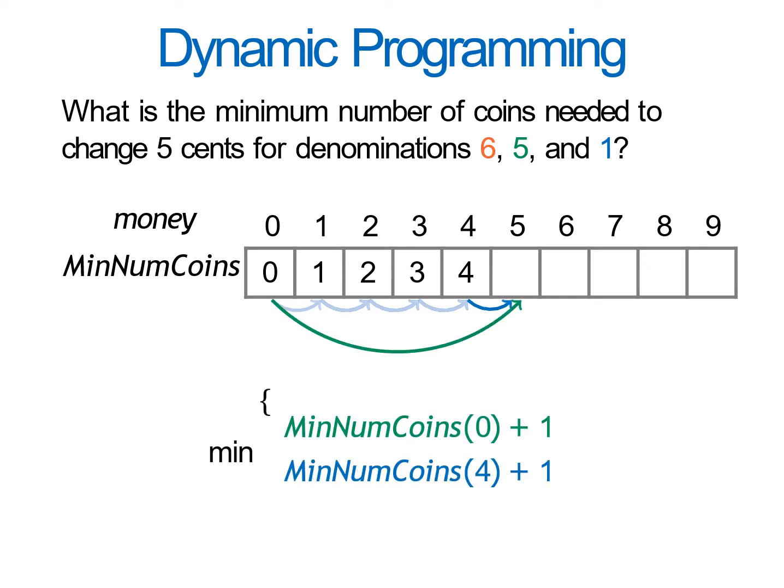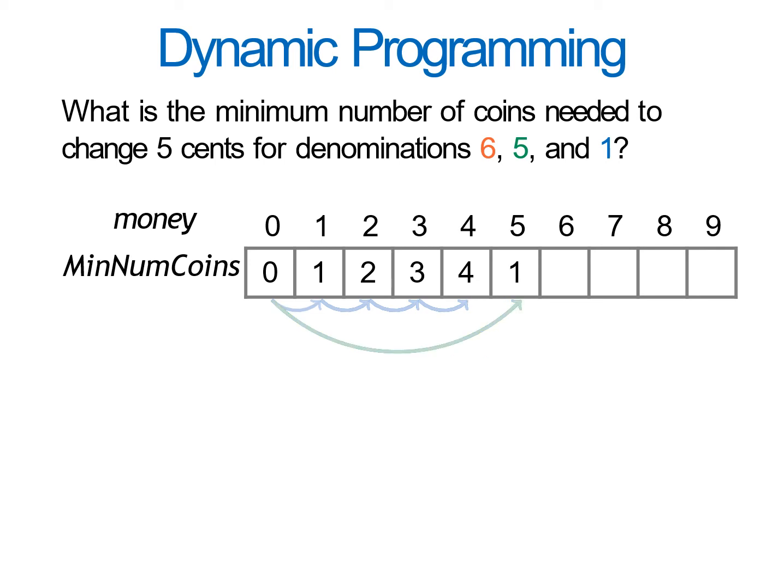There is only one possibility to derive this problem from the previous number. And for 5 cents, actually there are two possibilities, green and blue. For the green one, you can derive it from 0 cents by adding 5 coins, and for the blue possibility, we can derive it from 4 cents by adding 1 penny. Well, which possibility would you select? Of course, the one that gives you the minimum number of coins.